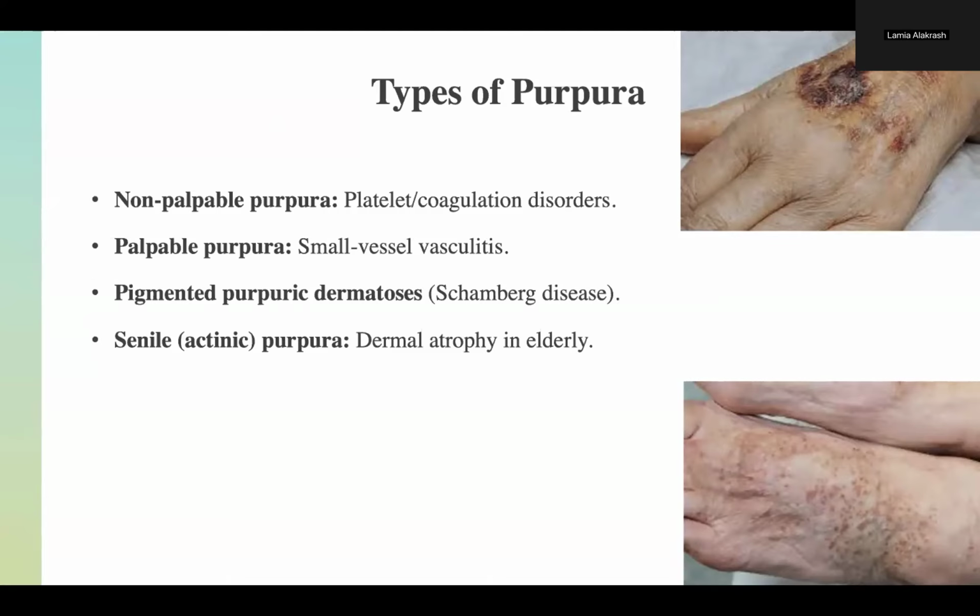We have another entity called pigmented purpuric dermatosis. The most common variant of this entity is Schamberg disease, as you can see here in this picture. It's an inflammatory purpura. It's a benign condition, usually caused by hemosiderin deposition. And another type of purpura is senile or actinic purpura that can be caused by vascular fragility and dermal atrophy, seen always on sun-exposed areas in elderly patients, as you can see here in this picture.